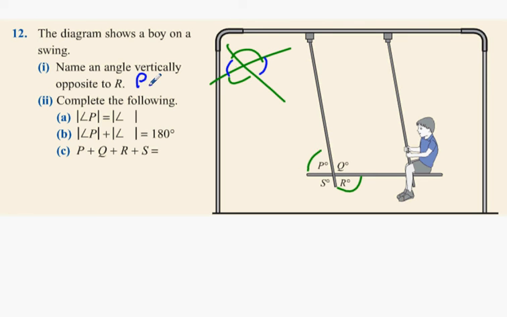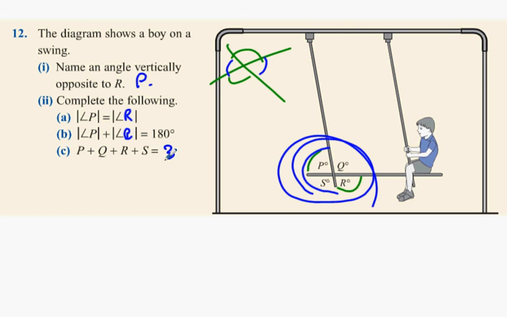Grant. Complete the following sentences. Angle P equals angle R. Angle P plus angle something equals 180 degrees. It can be angle Q or it can be angle S because they make a straight angle, 180 degrees. I'll go for Q. Okay. Angle P plus angle Q plus angle R plus angle S equals 360. And you're done.